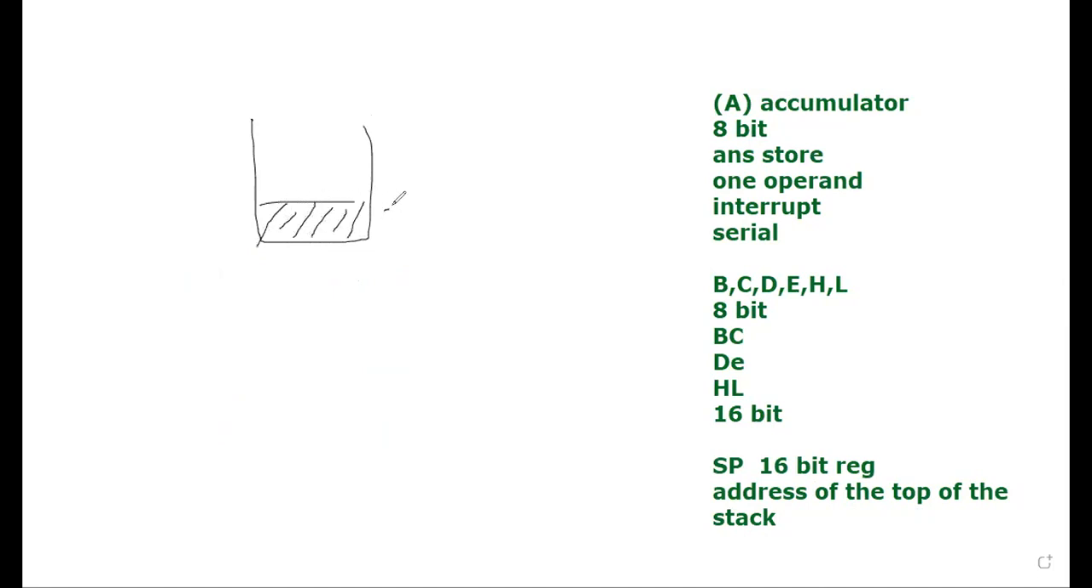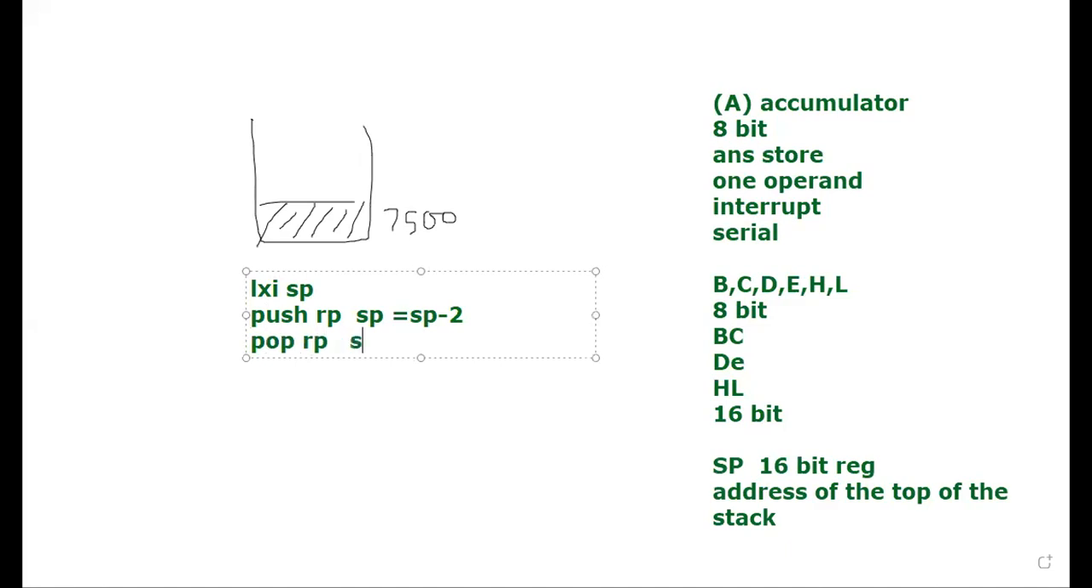So this address, for example, if it is 7500, then the stack pointer should contain 7500. Then you can initialize it by the LXI SP instruction. By the PUSH RP instruction, the stack pointer will be decremented by 2, and with the POP RP instruction, the stack pointer will be incremented by 2. So this is what you'll have to explain when the stack pointer is asked.